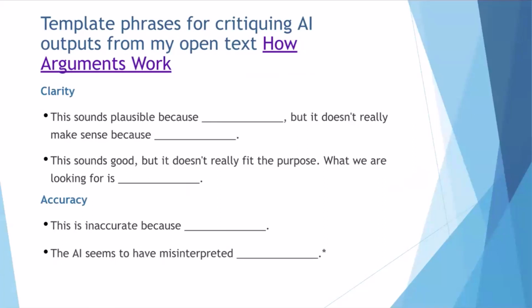And I do that by giving them a set of template phrases for critiquing AI that really emphasize this idea that it's going to sound plausible, but maybe it doesn't really make sense. Or here's why it's inaccurate. Here's how it misinterprets this concept, right? And you can use that set of phrases. I've linked to it.